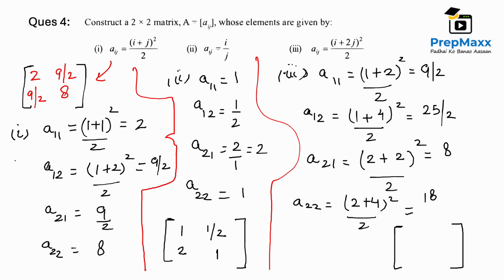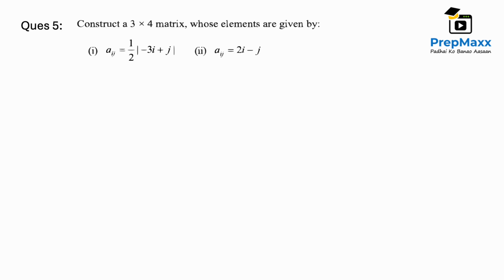Okay, so let me use another color ink. So the matrix elements are going to be 9 by 2, 25 over 2, 8 and 18, right? Aesthetically, let's change the color of these elements also. This is going to be 1, 1 by 2, this is 2, and this is 1. Now it's looking good, right? So that is the solution for question number 4. Let's proceed to the next question.